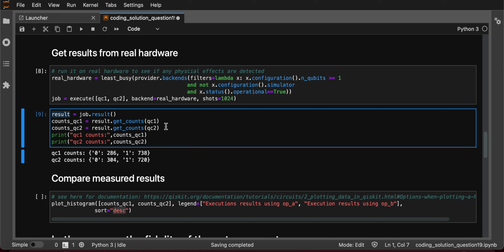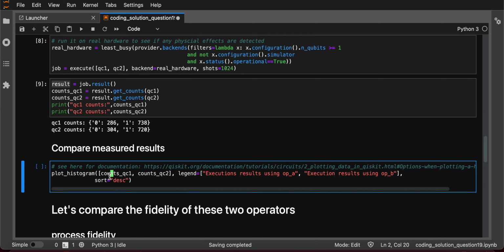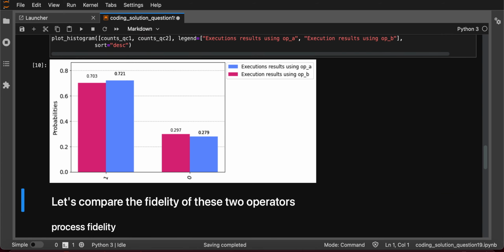So here the results are back, and we see that they are relatively the same, not too far apart. Let's plot them together on the same histogram to look at the differences. We can do that with an array of counts, and then we can specify on the legend what counts correspond to which operations that we did. And sorting by descending allows us to see the highest keys first to 0.